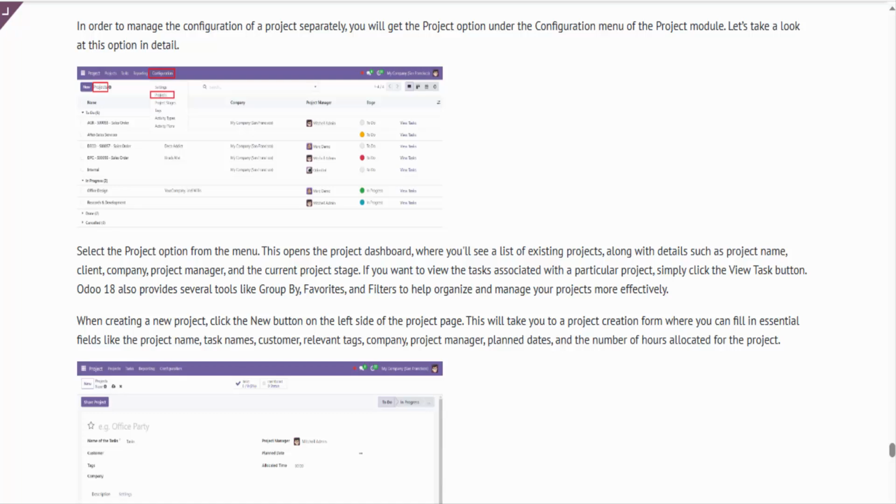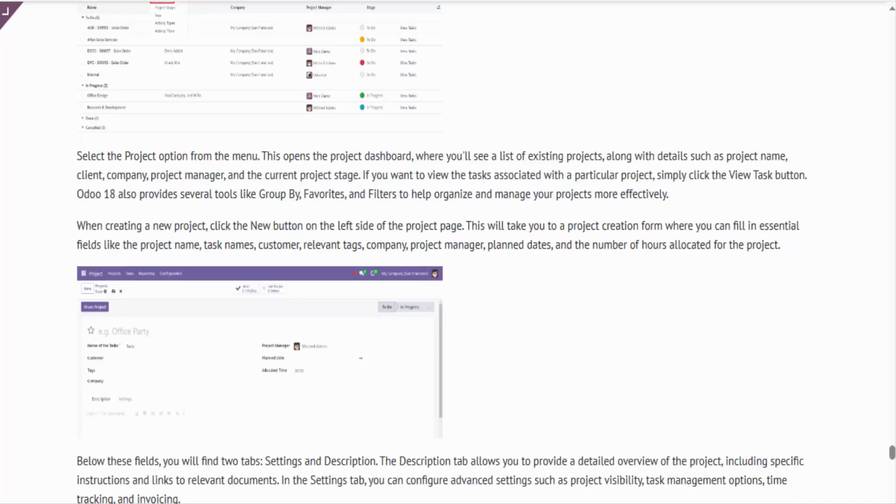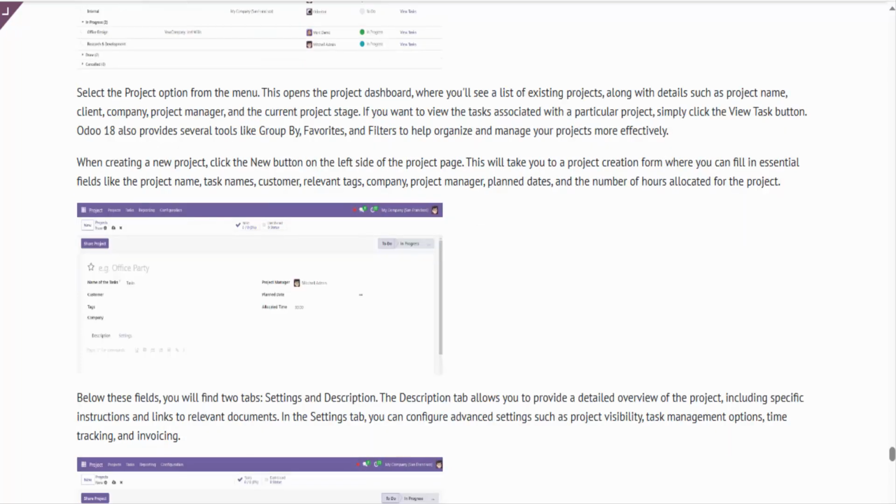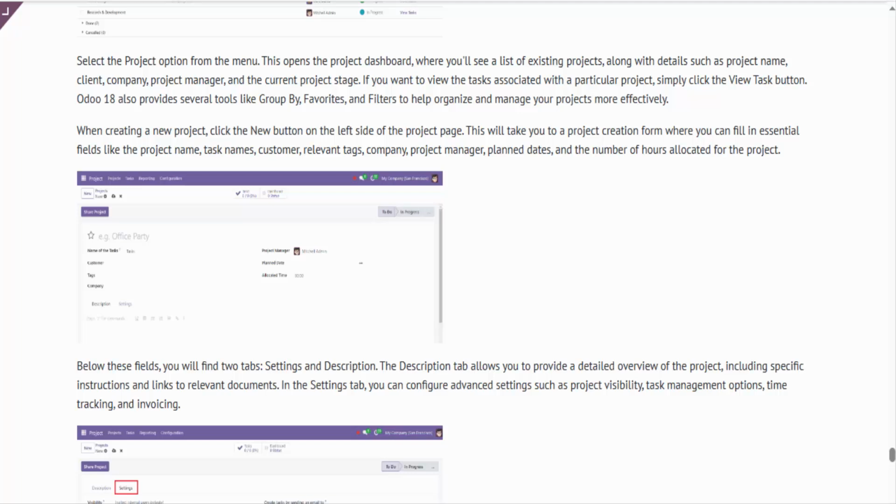If you want to view the tasks associated with a particular project, simply click the View Task button. Odoo 18 also provides several tools like Group By, Favorites, and Filters to help organize and manage your projects more effectively. When creating a new project, click the New button on the left side of the project page. This will take you to a project creation form where you can fill in essential fields like the project name, task names, customer, relevant tags, company, project manager, planned dates, and the number of hours allocated for the project.